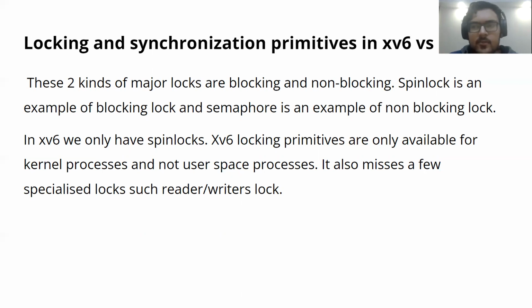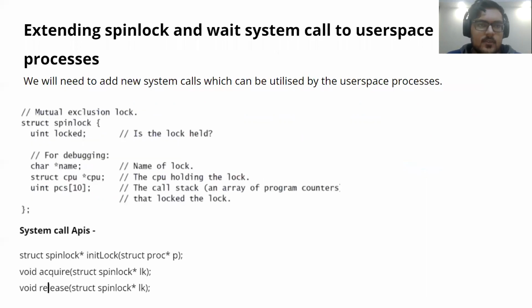And the third thing is that there are a few specialized locks like the reader-writer lock, the read-write latch. You might have heard of it. These are specialized locks which will give you specialized functions, and we'll learn about them going ahead. So let's look at how we can extend the spin lock and the conditional variables such as wait to user space processes.